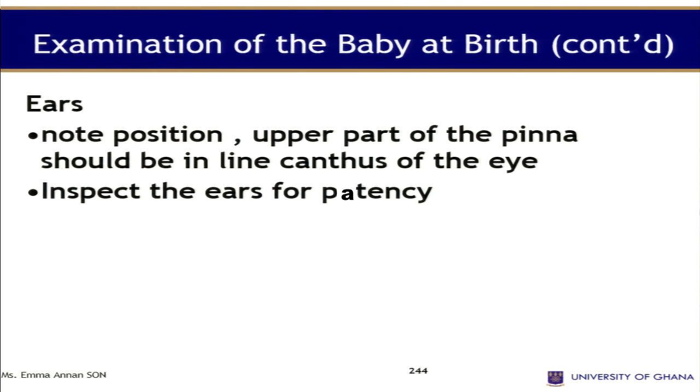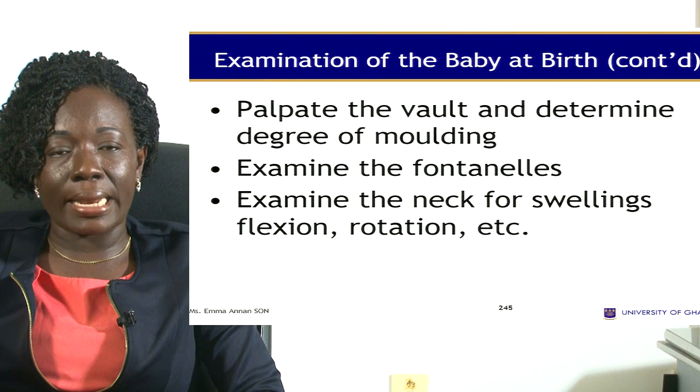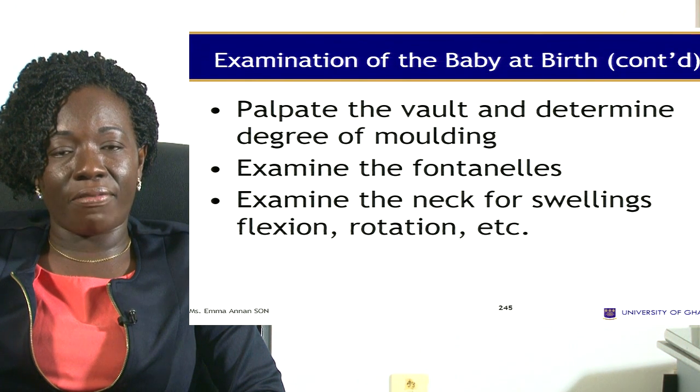You note the position, which is very, very important. The upper part of the pinna should be in line with the contours of the eye. Low set ears are an indication of mental retardation. Then you inspect the ears for patency. For the head, you palpate the vault and determine the degree of molding. You also examine the fontanelles. You examine the neck for swelling, flexion, and rotation.